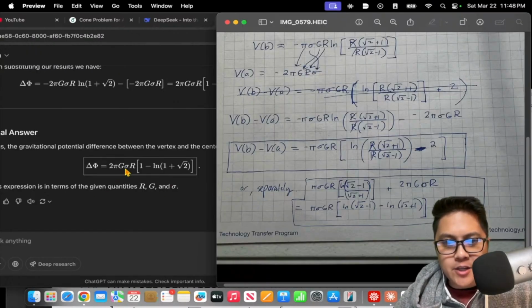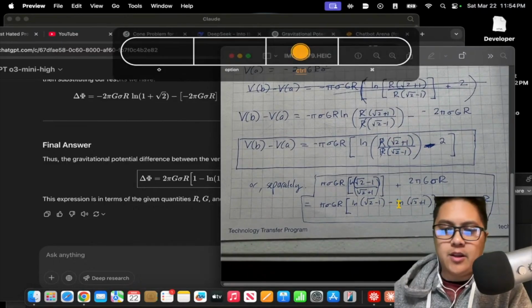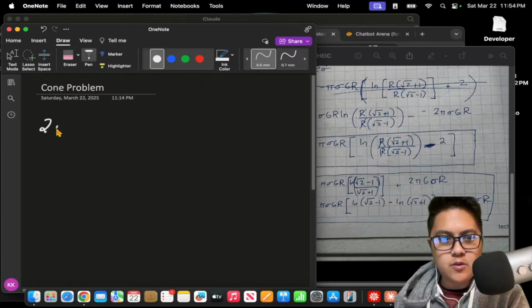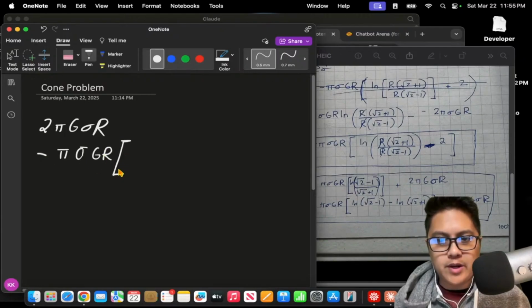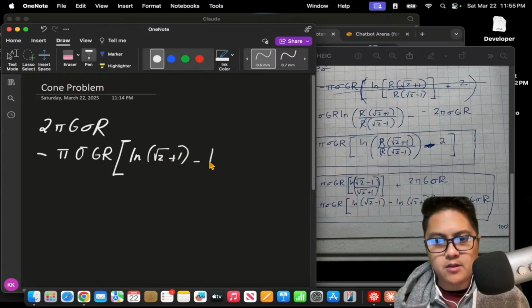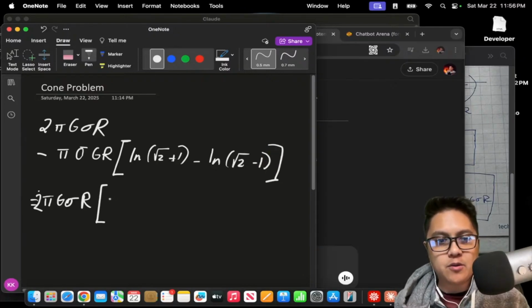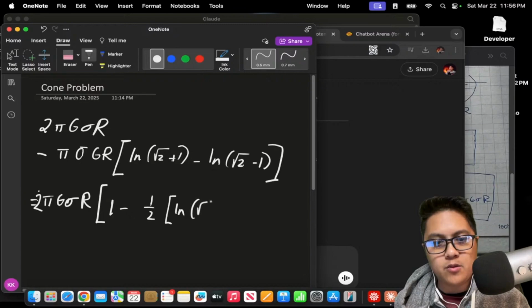So it gets the 2 pi G sigma r. So I could rewrite this. Hold on, let me rewrite this really quickly. 2 pi G sigma r, and I'm going to add pi sigma G r to minus sigma pi G r. And if I minus that, then I just need to flip this, right? So I go log root 2 plus 1 minus log root 2 minus 1. Wait, but then I should have a one half, right? And then it should be 1 minus half of log root 2 plus 1 minus log root 2 minus 1.